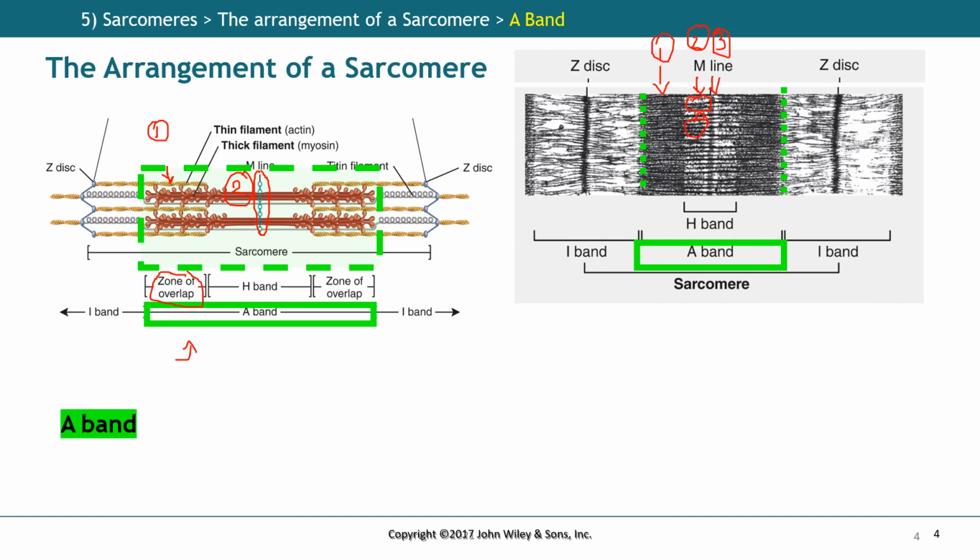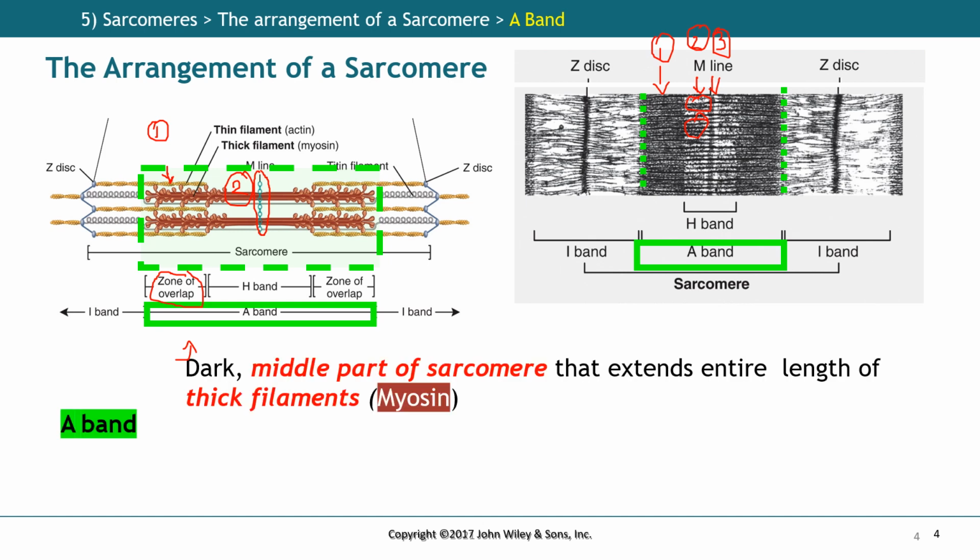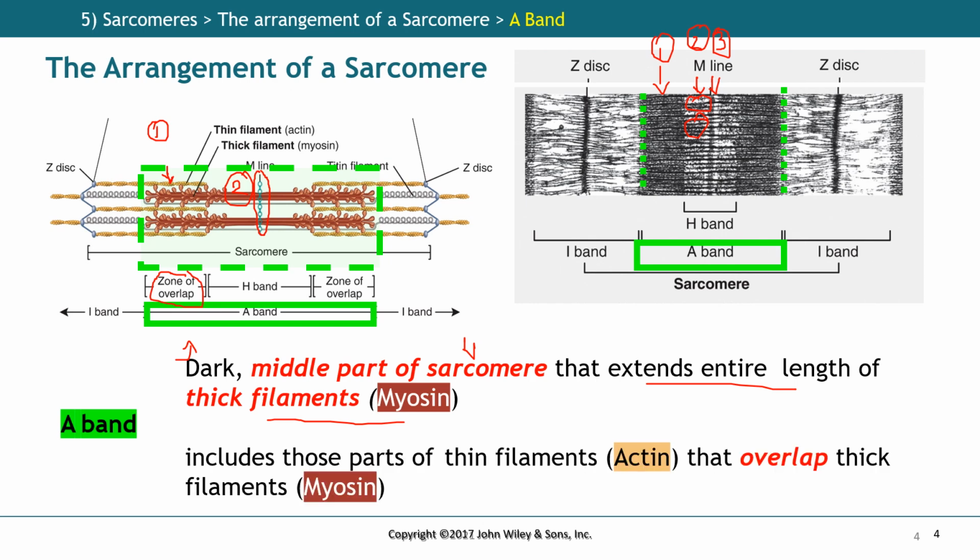So things to remember: remember the A band is a dark middle part of the sarcomere, and it extends the entire length of the thick filaments, that in this case is the myosin that you see there in red, and includes a part of the filament of actin, not all of them. Here, for example, you see that on both sides, in the I band, you find also filaments of actin, but those filaments of actin overlap with thick filaments of myosin. Okay, so now let's go to the next section of the sarcomere.